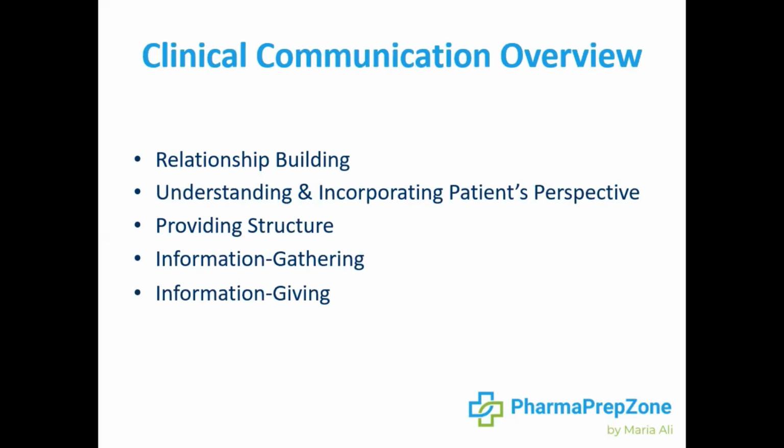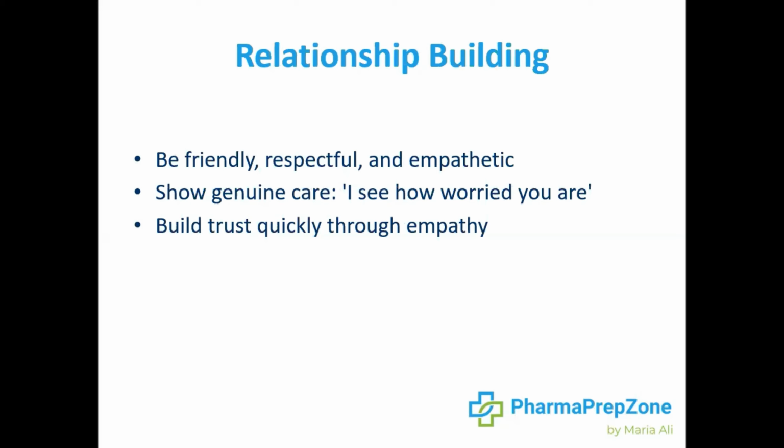Clinical communication overview. Now let's look at the second major criteria, that is the clinical communication criteria. This is where OET checks if you can truly interact with the patient, not just talk at them. So it includes relationship building, understanding and incorporating the patient's perspective, providing structure, information gathering, and information giving. Let's have a look at them one by one.